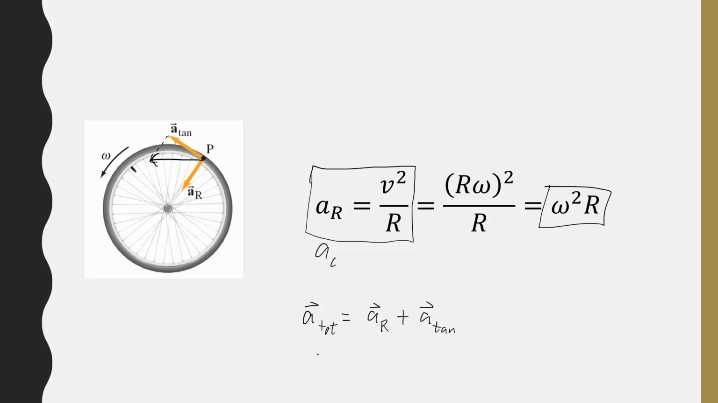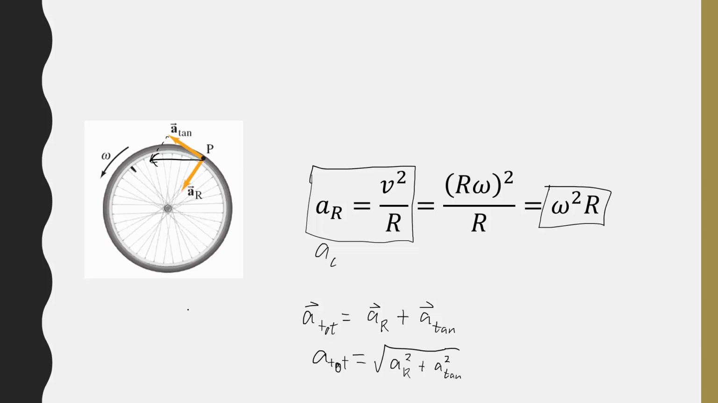So if we were doing magnitudes, we would say the total acceleration is the square root of the sum of the magnitudes squared of these two, right? So don't just add the two numbers together. Vectors don't work that way.